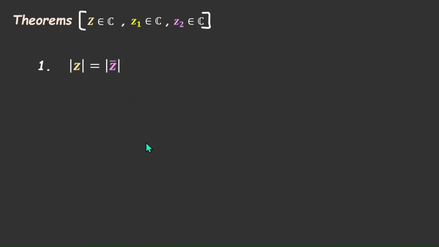Now let's look at the second theorem, which says that mod of z square is equal to z into z conjugate. So you need to understand that mod of z is a real number and we're linking it with a product of two complex numbers, which is amazing. So let's see how that is done. So let's see the proof of it. We'll again take it here.